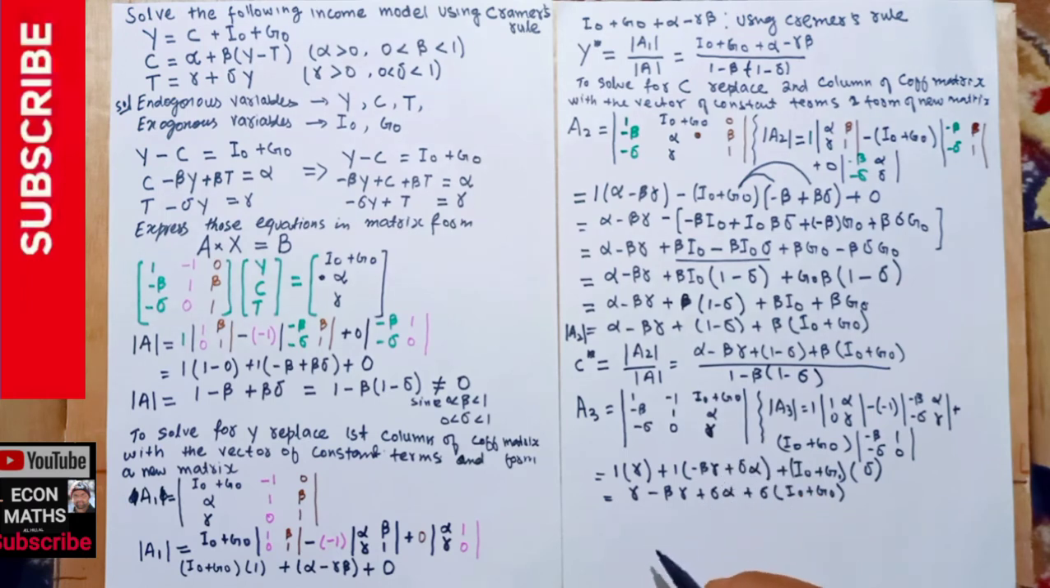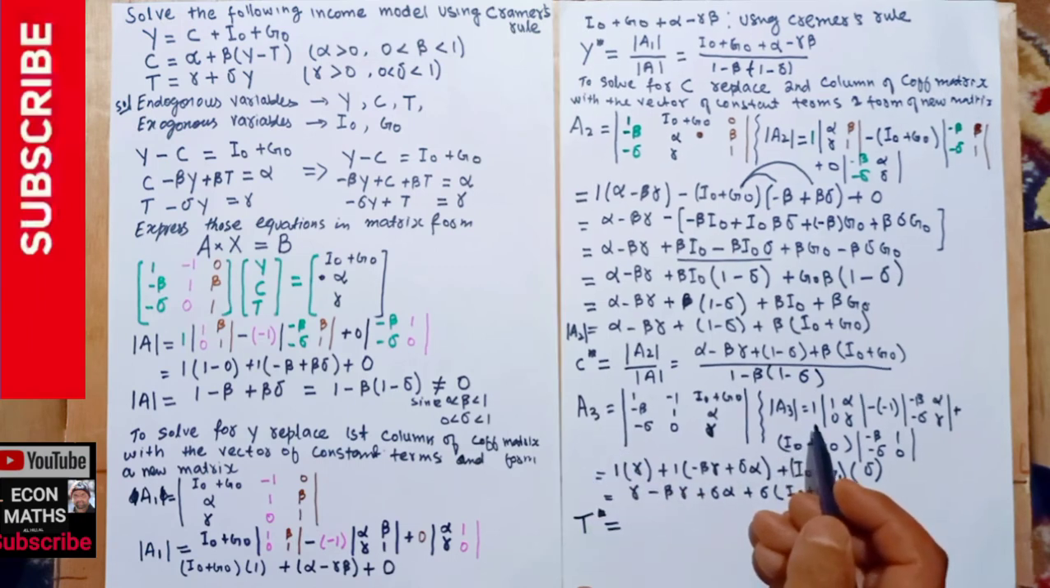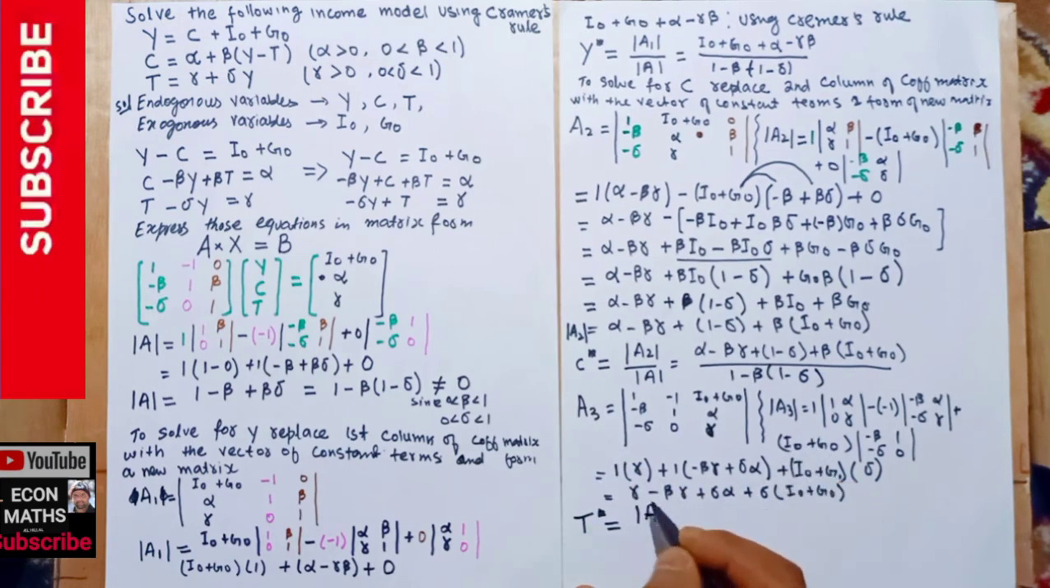Now our equilibrium level of taxation, that is T dash, is equal to the determinant of the new matrix, that is A3, divided by A. So this is the CRAMER'S rule here. We take the new matrix which we form by replacing the relevant column with the column of constant terms. So this is the CRAMER'S formula here.